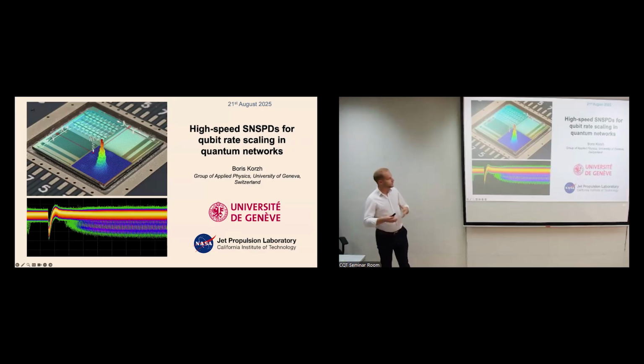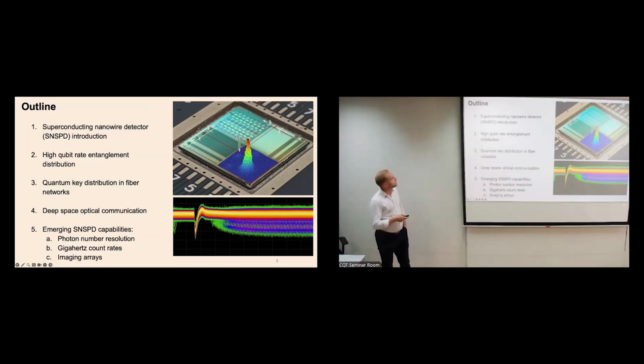So we're expanding the effort, and it's a very collaborative environment, which is great. To give you a little outline, I'll first give a little introduction of the superconducting nanowire detectors. We'll look at how we've used these detectors to improve the qubit rate in quantum distribution. I'll also give an overview of quantum key distribution efforts in Geneva. I'll talk about deep space optical communication, which was done at JPL.